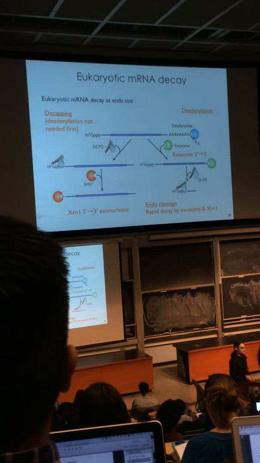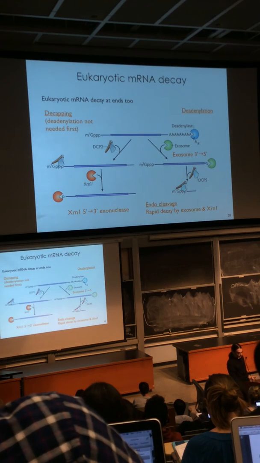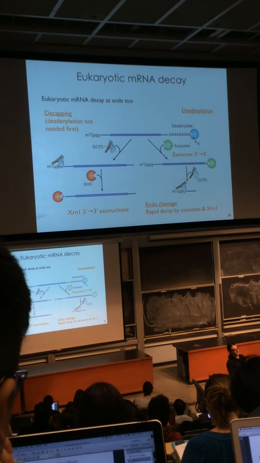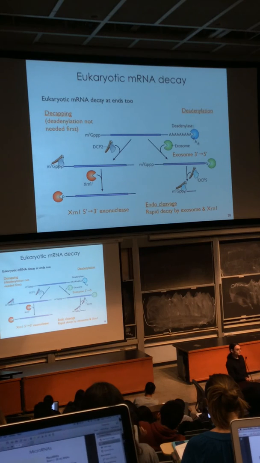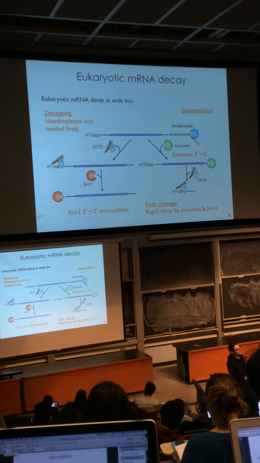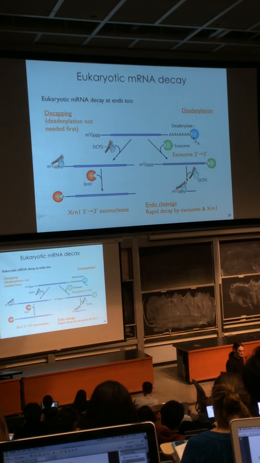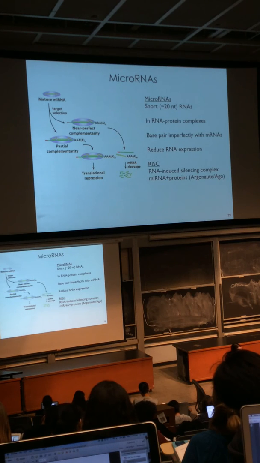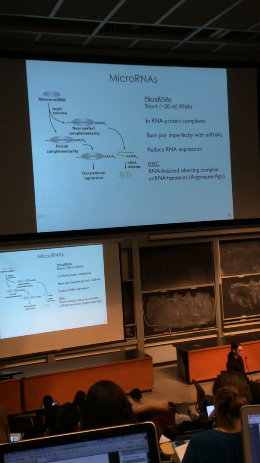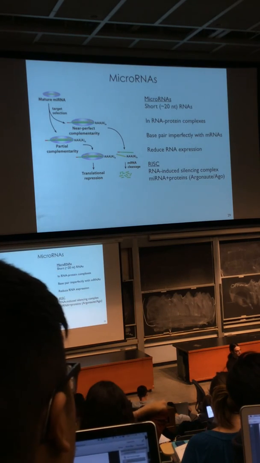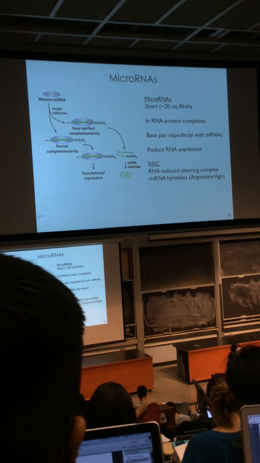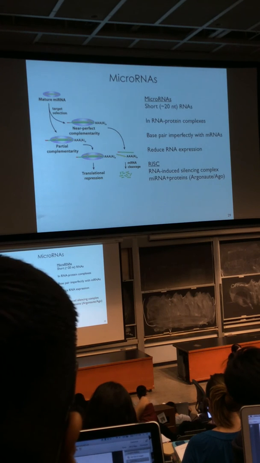So RNA polymerase II makes mRNAs as well as some other non-coding RNAs. And one particularly important class of non-coding RNAs made by polymerase II is microRNAs. We'll talk about these more when we discuss regulation. But microRNAs are short, about 20 to 22 nucleotide RNAs that actually exist in an RNA-protein complex in the cytoplasm, base pair with mRNAs, and reduce their expression in a couple of different ways.